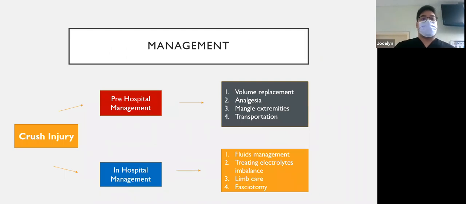All right. Next, I want to talk about the management of crush injury. These are very important in our management setting. We have pre-hospital management and also in-hospital management. For pre-hospital management, we have volume replacement, analgesia, mangled extremities, and also transportation. For in-hospital management, we have fluid management, treating the electrolytes, limb care, and lastly fasciotomy. Right, let's talk about the pre-hospital management.